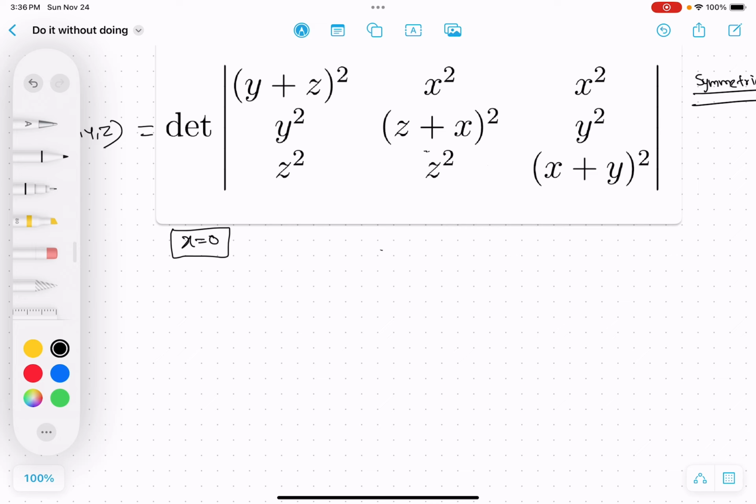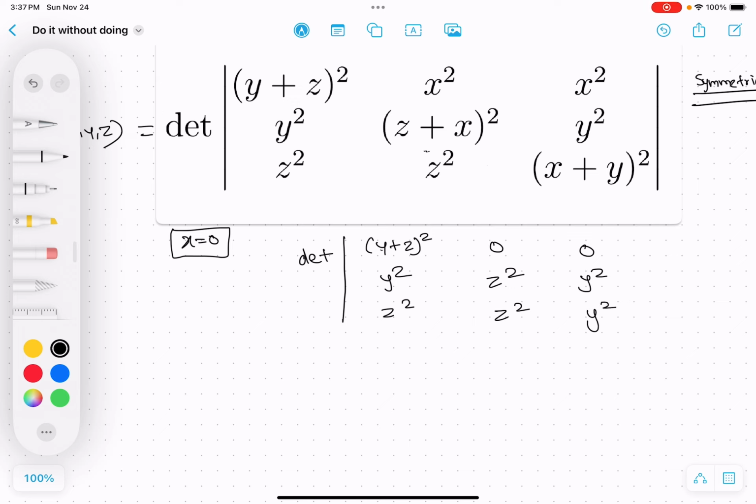So that's the idea. Okay, so if I substitute x as 0, this will just be the determinant of y plus z square, 0, 0, y square, z square, and again y square, z square, z square, y square.